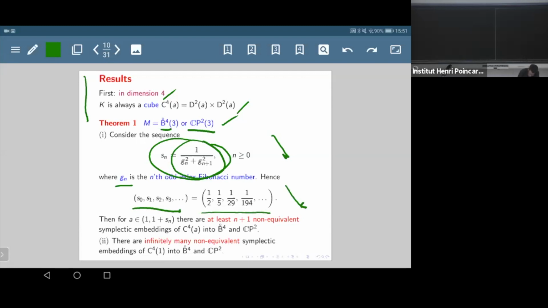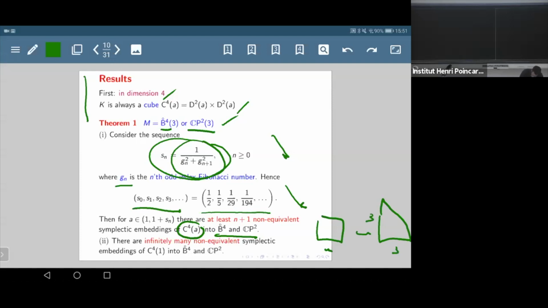And then I look at embeddings of cubes of this size. And this size is between 1 and 1 plus Sn. And I claim that there are at least n plus 1 different non-equivalent, in the sense of image relation, of these cubes of size A into this ball of size 3. Okay, I will come to the picture more precisely.